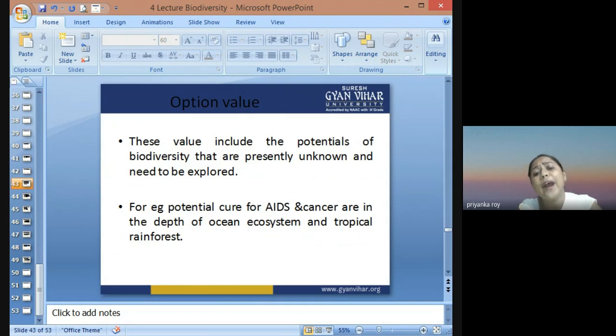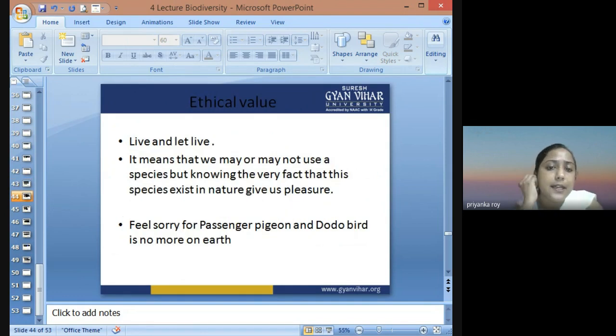Then it also provides natural resources, and forested areas provide an optional value: if you do not have certain things, you can have various options. The more diverse your biodiversity is, the more options you get as resources. Then ethical value: it develops ethical concerns within oneself. You will feel sorry for an animal that has gone extinct from that area, like the dodo.